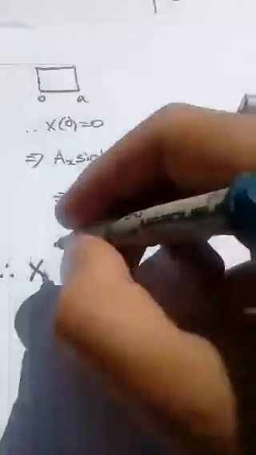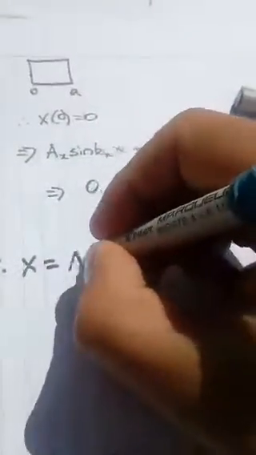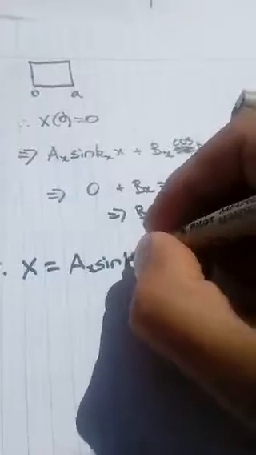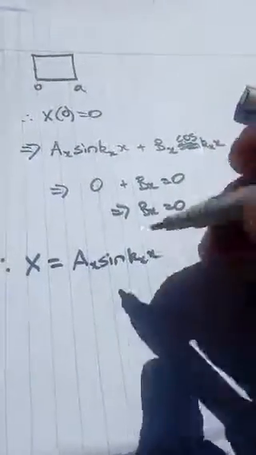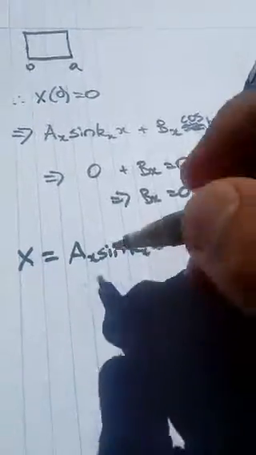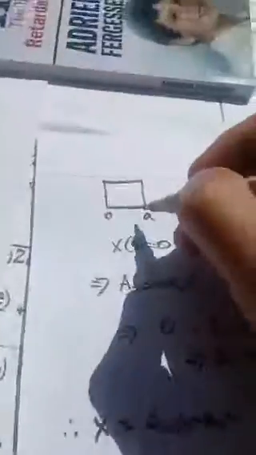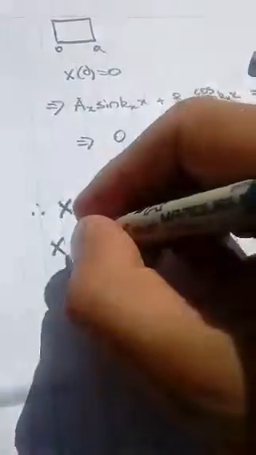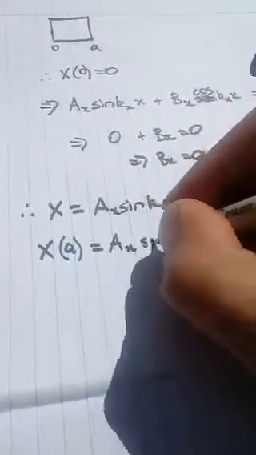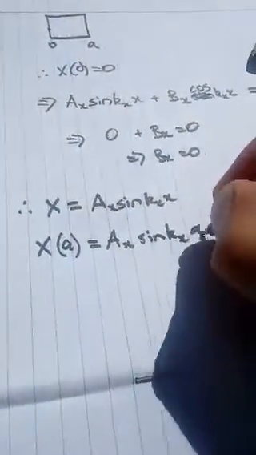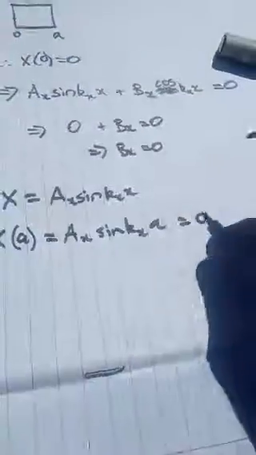So therefore, the actual equation is A_x sine k_x x. So that's the equation, right? Because B_x is 0, so that cancels that out. But we also know that on the other side, where x equals a, it's also 0, because the particle is not going to be stuck inside the wall. That's not going to happen. So psi_x of a equals A_x sine k_x a, which equals 0.